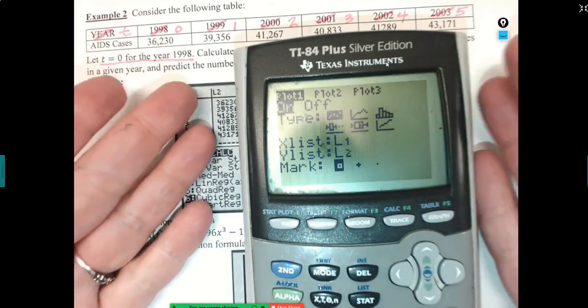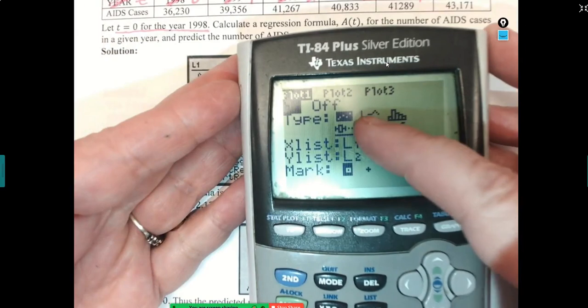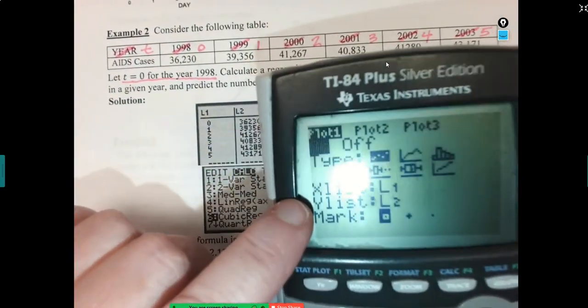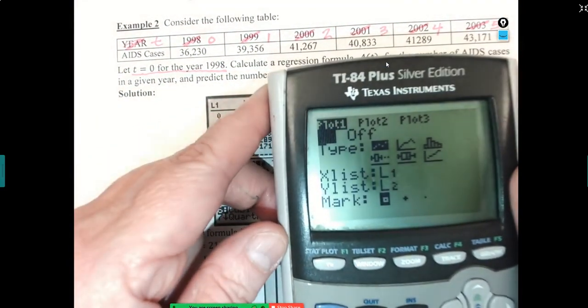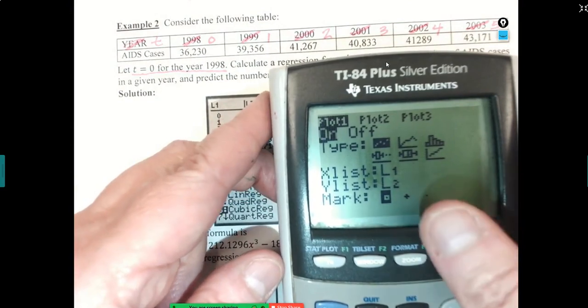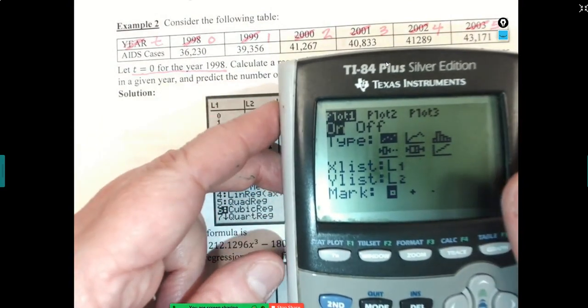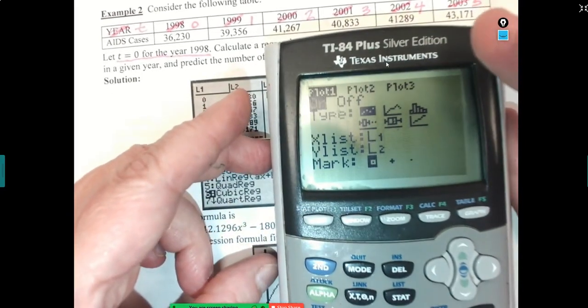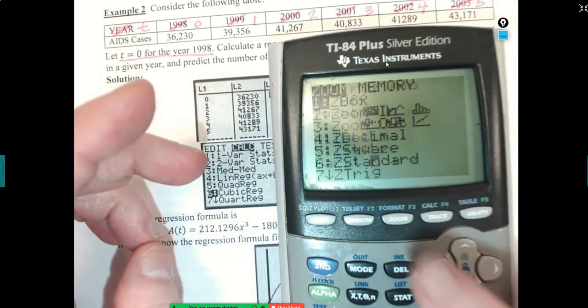Now, everything else is default. The default highlighted is scatter plot, and the default for your X list, in this case it's T list, but it will always appear as X on your calculator, is list 1, and your Y list is list 2. So all I have to do is make sure the plots are turned on, and then I'm going to press zoom and the 9 button.